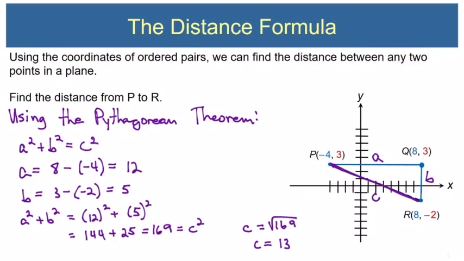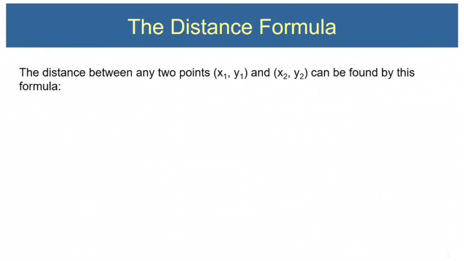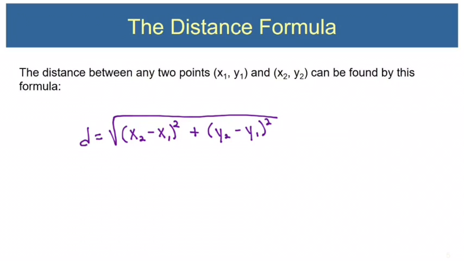And we just discovered the distance formula. So here is our official distance formula. For any 2 points, x1, y1 and x2, y2, we can find the distance between the points using this formula. Distance equals x2 minus x1 squared plus y2 minus y1 squared, and then square root of that total. Now think about how this matches the Pythagorean theorem that we used in the last slide.